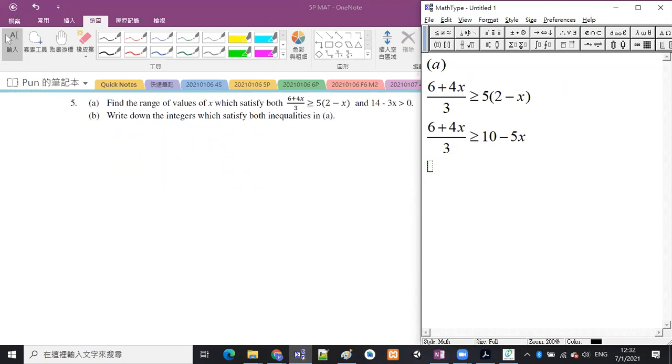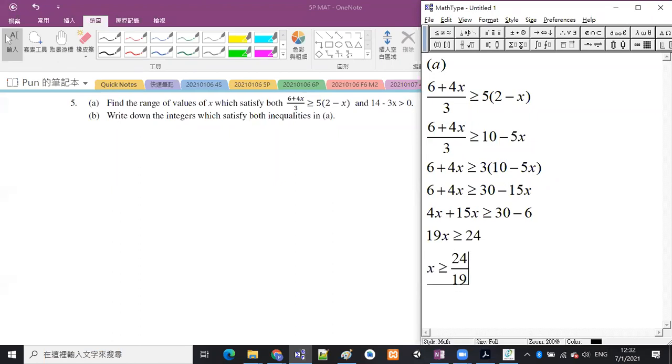And then multiply the 3. 6 plus 4x is larger than or equal to 3 times 10 minus 5x. And then expand the bracket. 6 plus 4x is larger than or equal to 30 minus 15x. And then we will move the x terms to the positive side. So that is to the left, right? So we have 4x plus 15x, and then move all the numbers to the other side. It's 30 minus 6. We have 19x larger than or equal to 24. So x should be larger than or equal to 24 over 19. Okay, this is the first inequality.